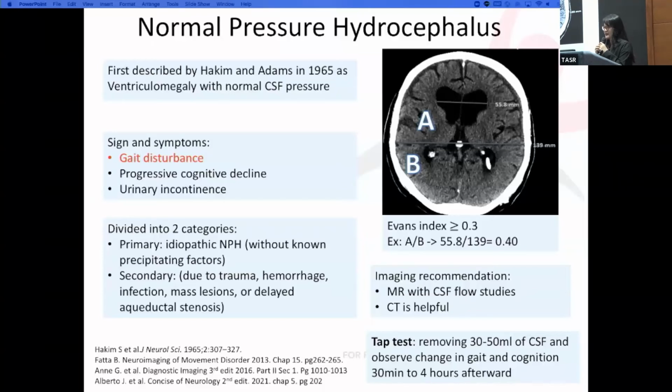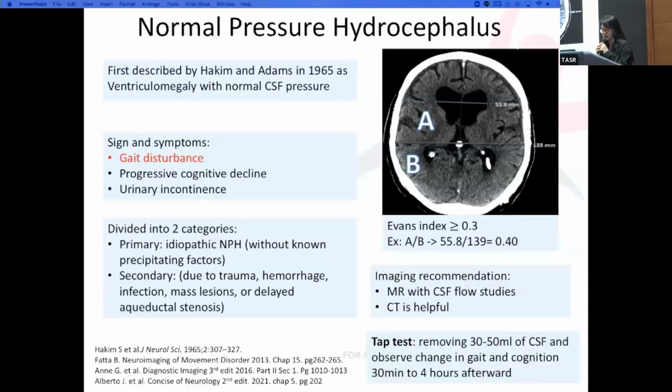If MRI is not available, as in my practice in my country, where MRI is not available in every hospital, a CT scan is also helpful. Plus the Evans index: calculate the maximum width of the frontal horns, then divide by the measure of the inner table at the same place, and it should be greater than 0.3. For easier understanding, A divided by B should be greater than 0.3.